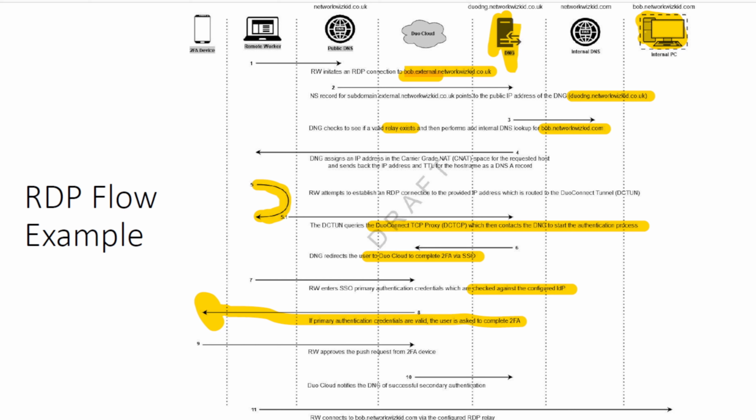And then once that's successfully completed, the Duo Cloud will notify the DNG of the successful secondary factor authentication. And then once that's done, the remote worker is permitted at the end to connect to bob.networkwizkid.com. And that's it. That's essentially how it works. Hopefully now with that knowledge of the DNS and how that works with the DNG, and going through this RDP flow, that makes a lot more sense to you.